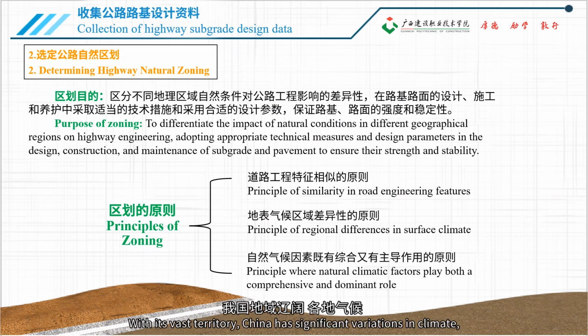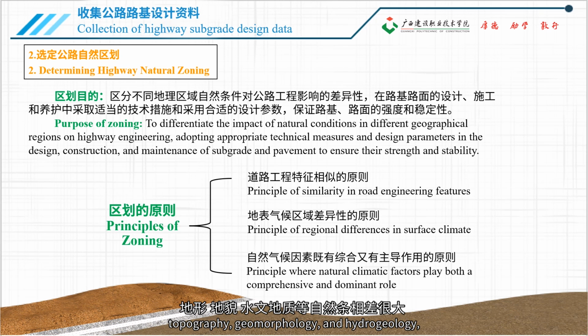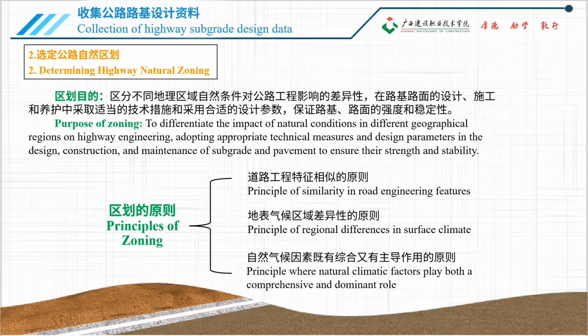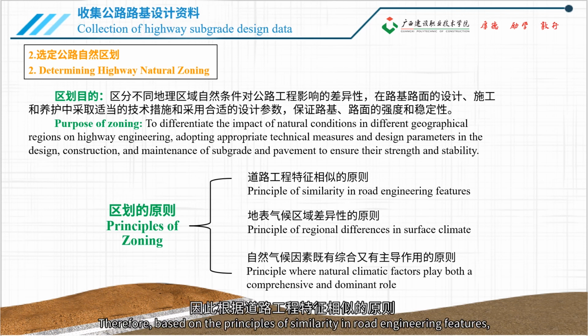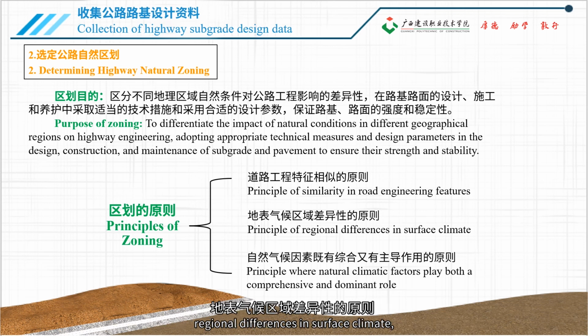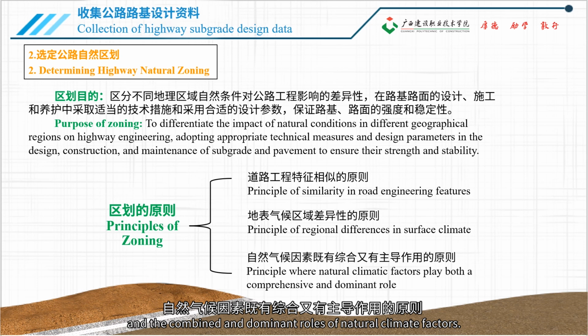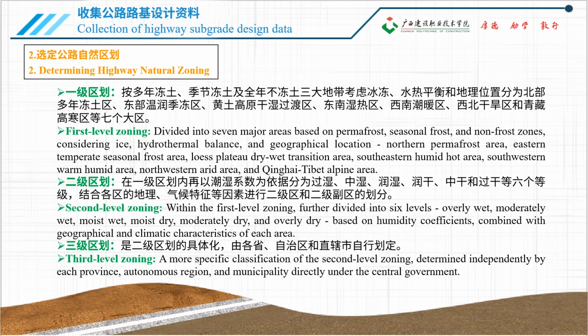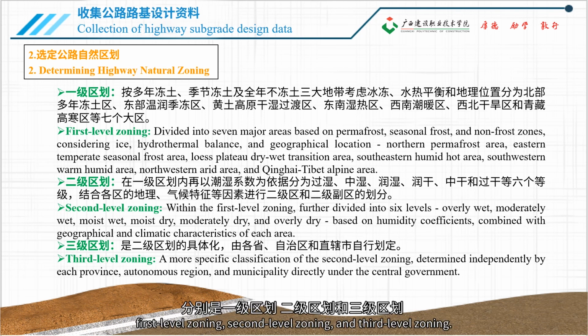With its vast territory, China has significant variations in climate, topography, geomorphology, and hydrogeology, all of which are closely related to highway construction. Therefore, based on the principles of similarity in road engineering features, regional differences in surface climate, and the combined and dominant roles of natural climate factors, China's highway regions have been divided into three levels: first-level zoning, second-level zoning, and third-level zoning.